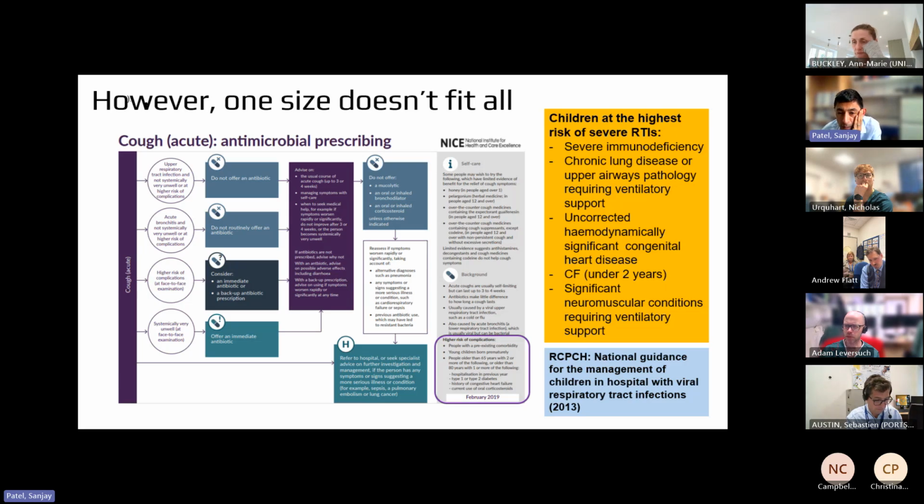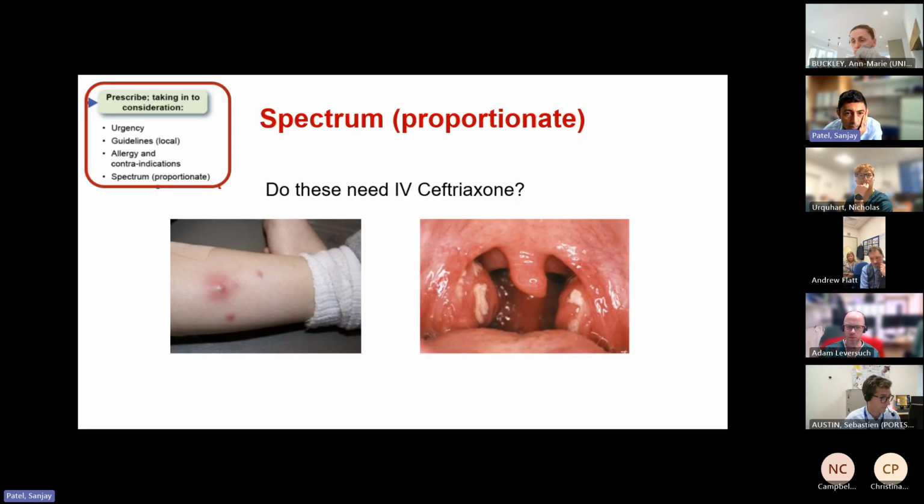And so for most children, you can take a more pragmatic approach to prescribing. But there are some where I think the rules and the studies that we quote don't quite apply.